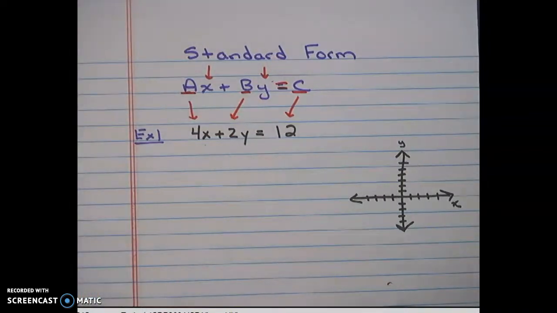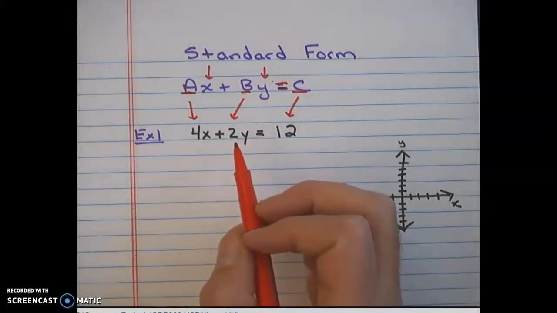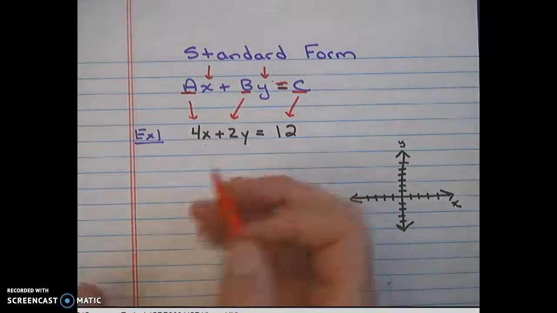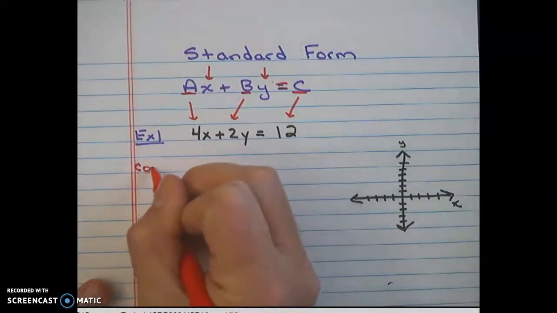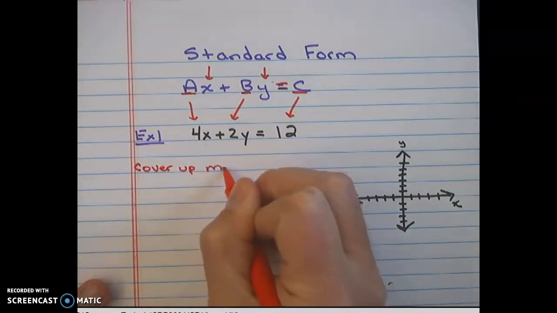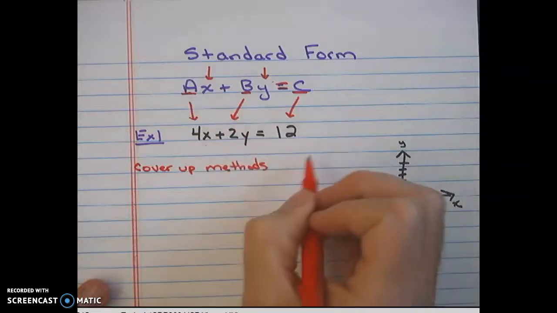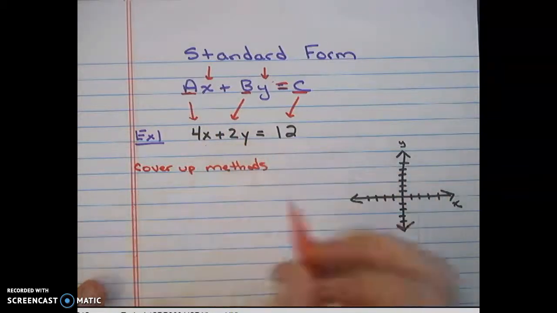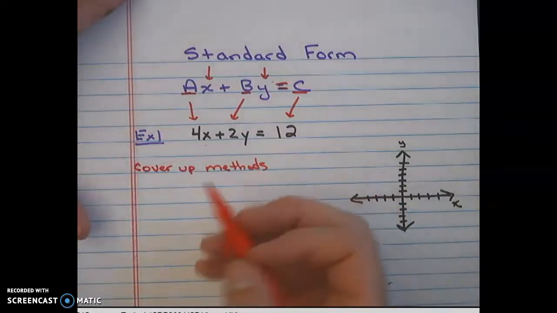And so when we look at this, we can't just talk about the slope and the y-intercept like we could when it's in slope-intercept form. Instead, we can use something we call the cover-up method to find the intercepts, the x and y intercepts. Now remember, we could always rearrange this and solve it for y, so move the 4x over, divide by the 2 to put it back in slope-intercept form if we wanted to graph it. But we can use the cover-up method to find the intercepts.